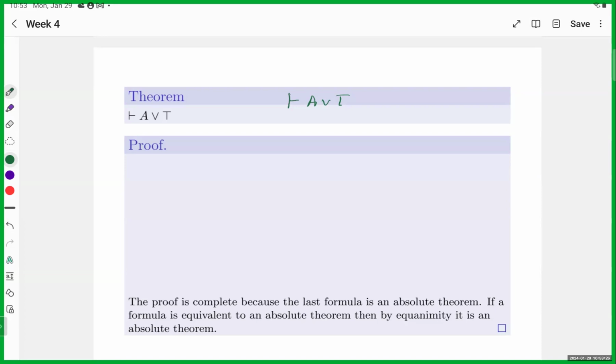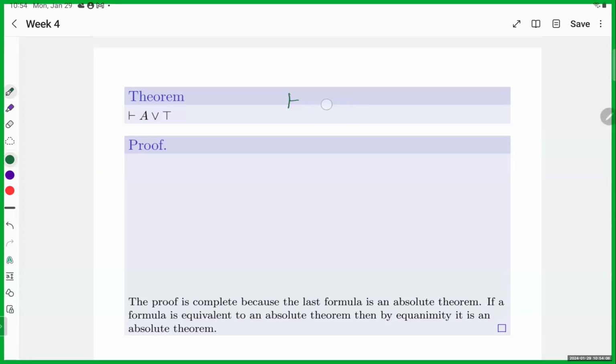So just to guide you through what exactly these formulas are, you know that such a formula is always a tautology, because no matter what A is, a formula A or top is always going to be true. Therefore, this must be an absolute theorem because it is a tautology. But how do you prove this using what we have so far? And what we have so far is not much, but it's getting more and more.